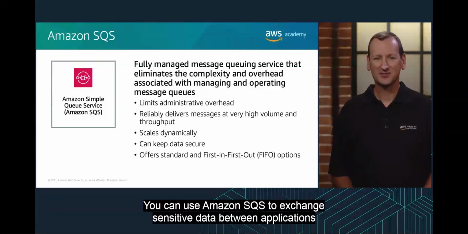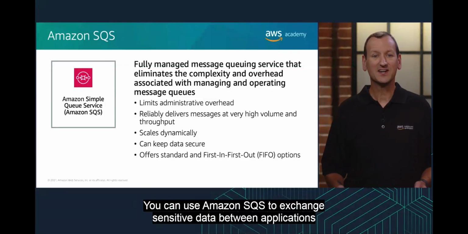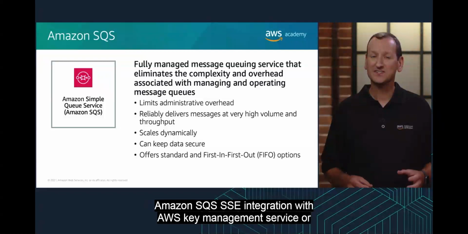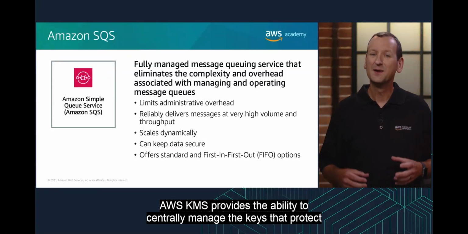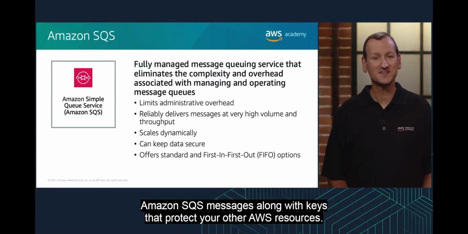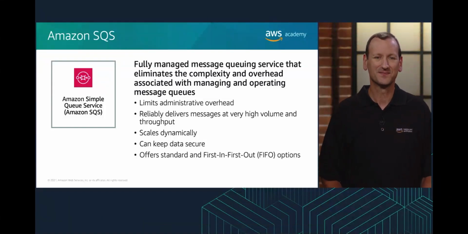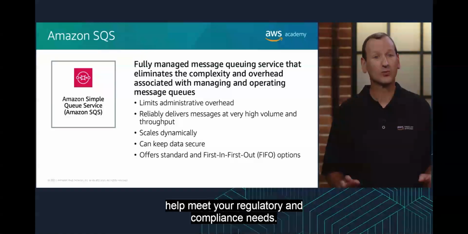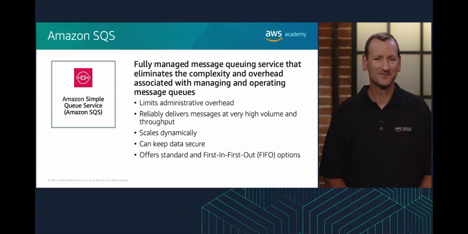You can use Amazon SQS to exchange sensitive data between applications using server-side encryption, or SSE, to encrypt each message body. Amazon SQS SSE integration with AWS Key Management Service, or AWS KMS, provides the ability to centrally manage the keys that protect Amazon SQS messages along with keys that protect your other AWS resources. AWS KMS logs every use of your encryption keys to AWS CloudTrail to help meet your regulatory and compliance needs.